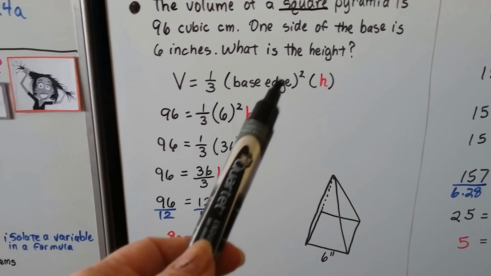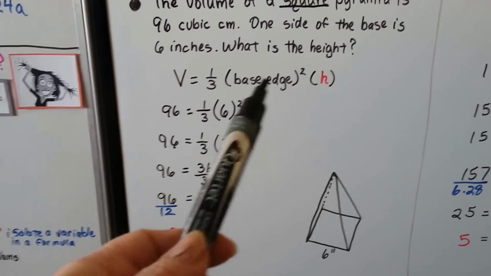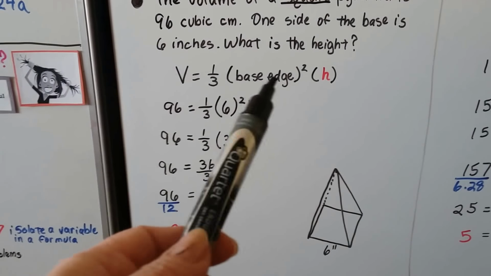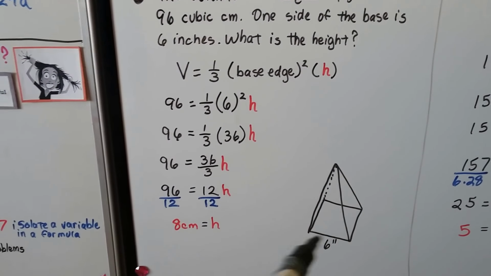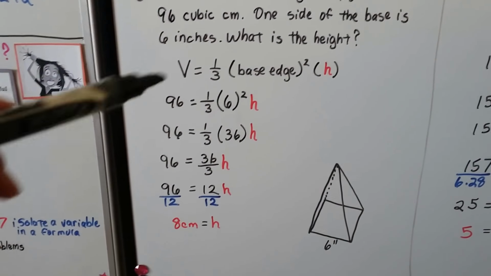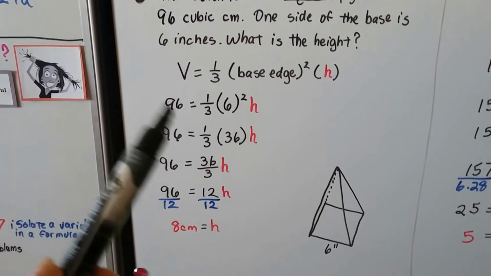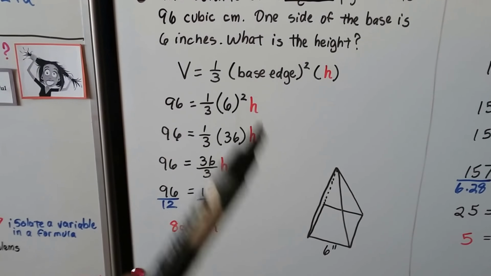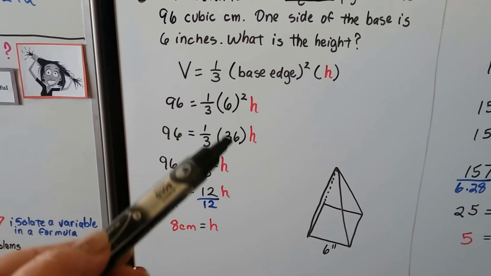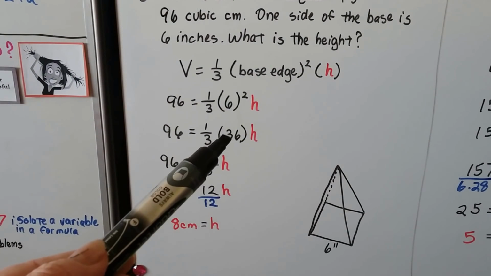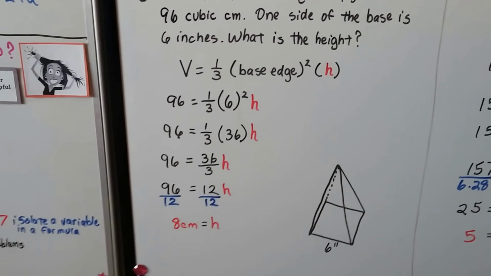Well, the formula for the volume of a square pyramid is V equals 1/3 times the base edge squared times height. That means side times side. Okay? So be very aware that when it says base edge, they just mean side. Okay? So it could be s squared. Same thing. If we know that that is a 6, then we've got 96 equals 1/3 times 6 squared times h. 6 times 6 is 36. Now we've got 96 equals 1/3 times 36 times h.